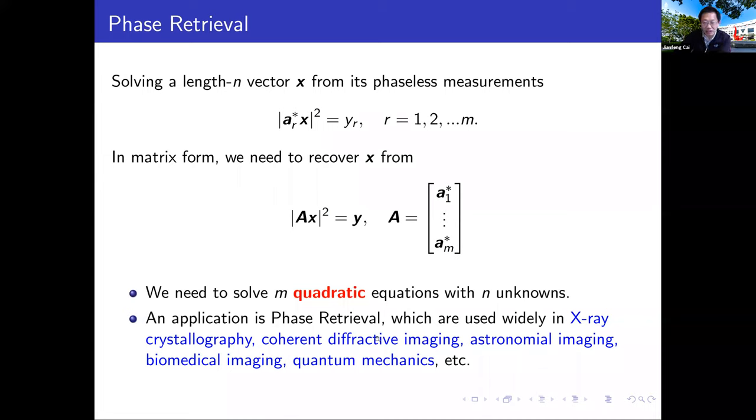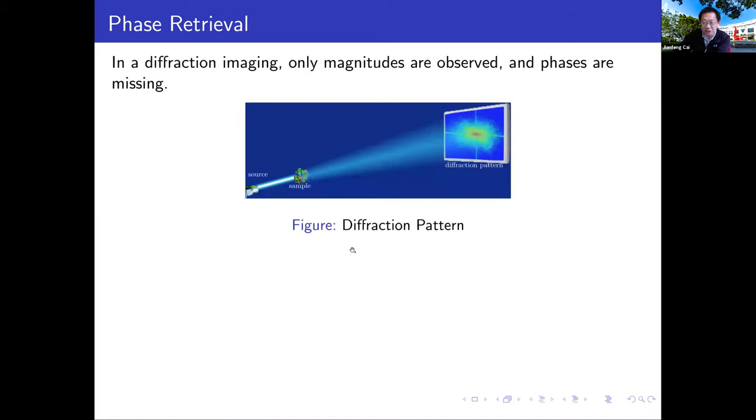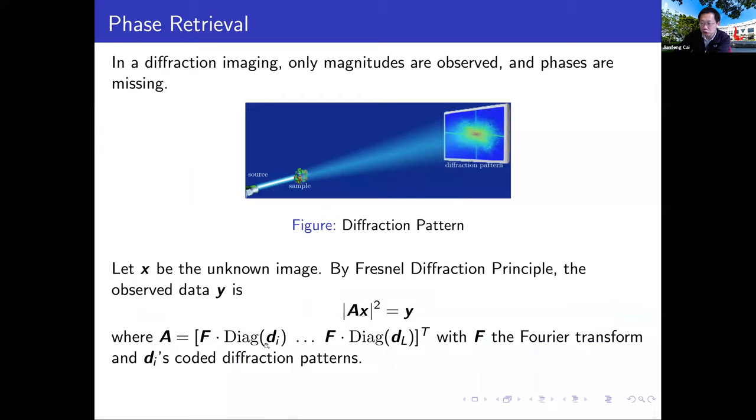This problem has many applications in many imaging techniques. In the following, I just show one picture of this diffraction image. Of course, now this A is related to the Fourier transform. That's why we call it phase retrieval. Basically, we have only the magnitude of the Fourier transform, and we want to recover the phase. But here we consider this generalized phase retrieval model.